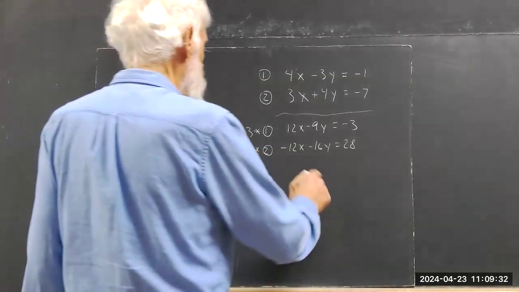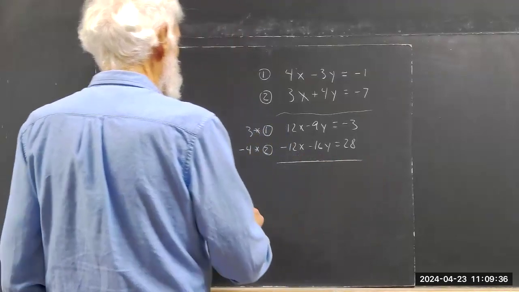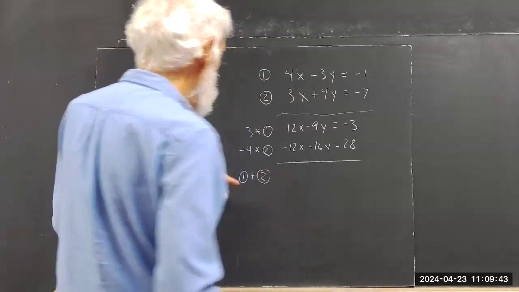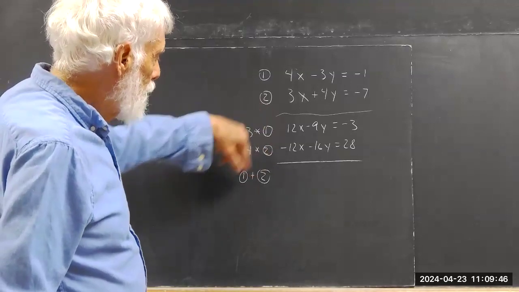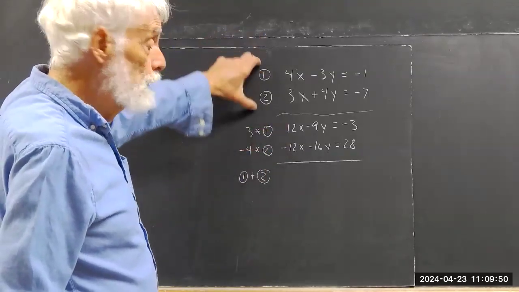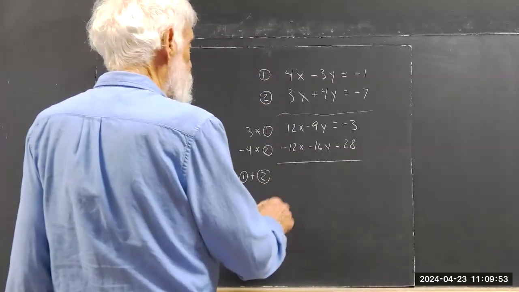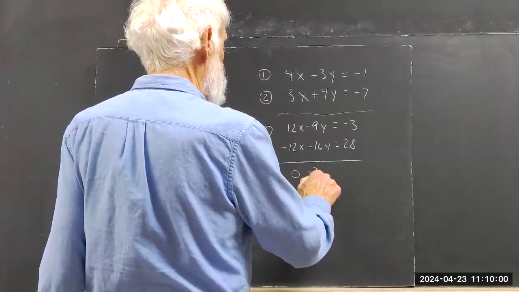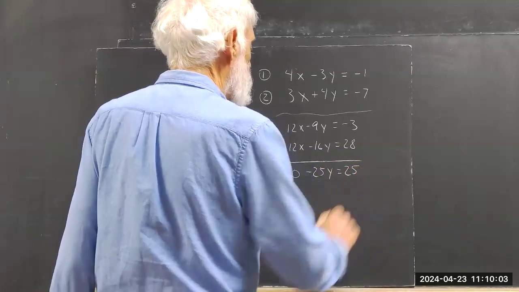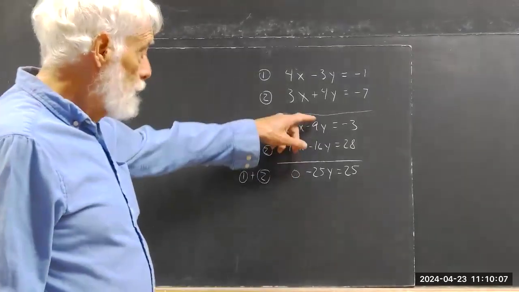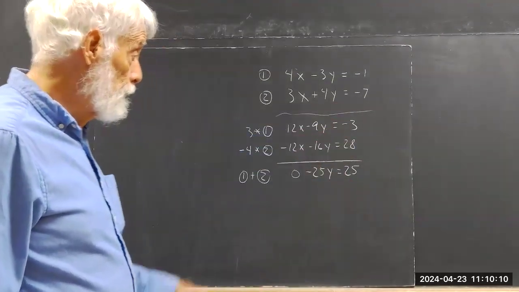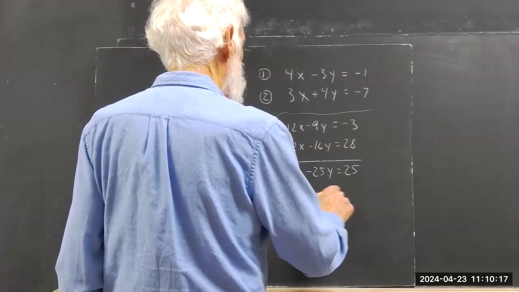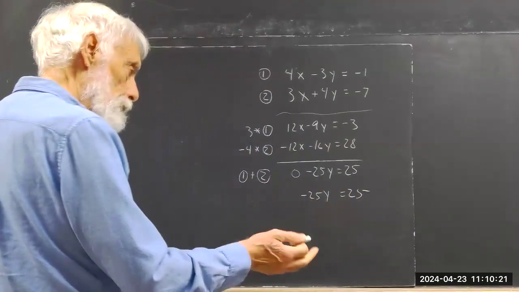And that's going to work out. Then I'm going to do equation 1 plus equation 2. Now by equation 1 here, I mean the equation 1 from the last step, not the original equation 1. Okay, so if I add these, -12x and 12x gives me 0. And I have -25y, and I have 25. -9y and -16y is -25y, -3 and 28 is 25. There it is. So now the equation, I can just write as -25y equals 25 because the 0 makes no difference.